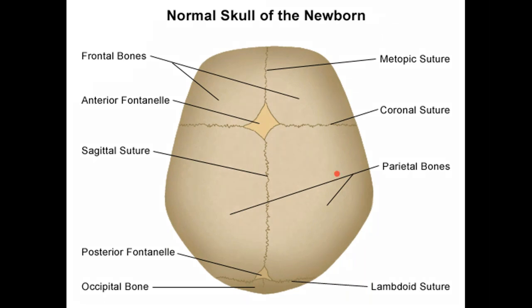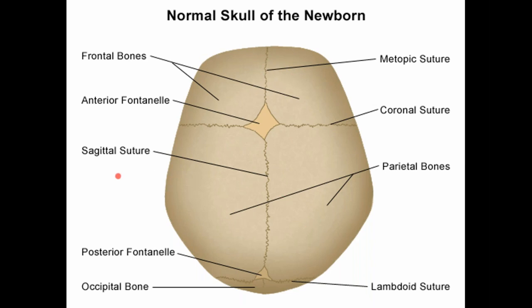There are two parietal bones, two frontal bones, and the occipital bone. So what about the sutures? A suture lies between two bones. The first one is the frontal or metopic suture, which lies between the two frontal bones.